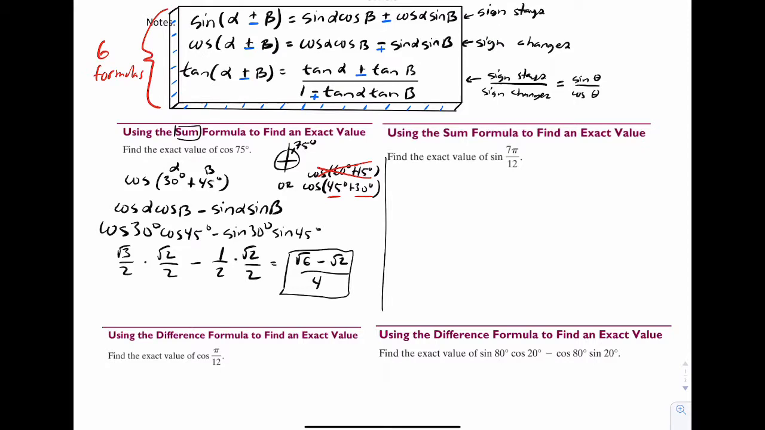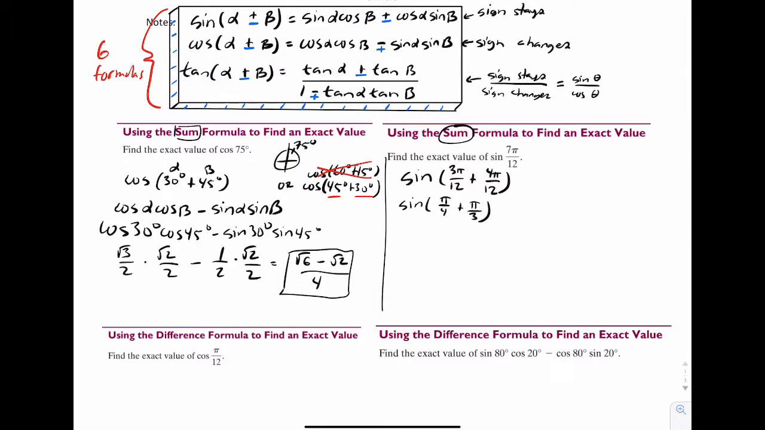Sine 7 pi over 12. So again, it wants to see the sum formula, which makes sense because it'll be easier to add to 7 rather than to subtract. So we're going to quickly think of two things that add to 7 pi over 12. I recommend leaving it as over 12 and then reducing it. So through some thinking, we're going to write 3 pi over 12, 4 pi over 12, and that's because that's going to reduce to pi over 4 plus pi over 3.